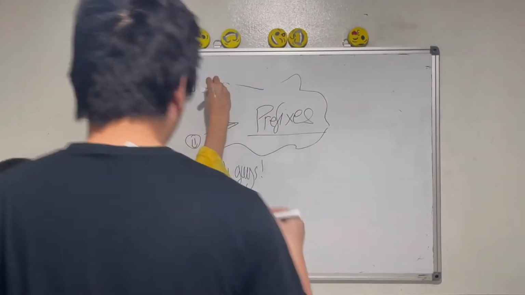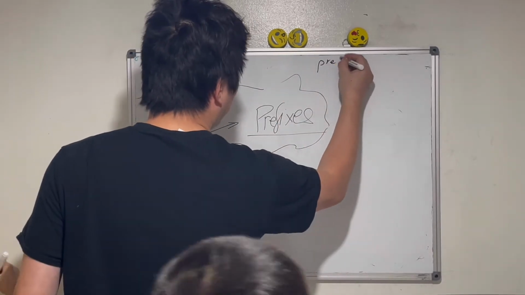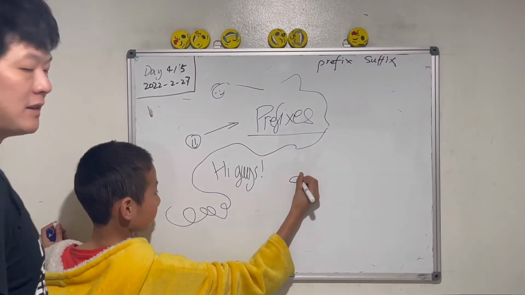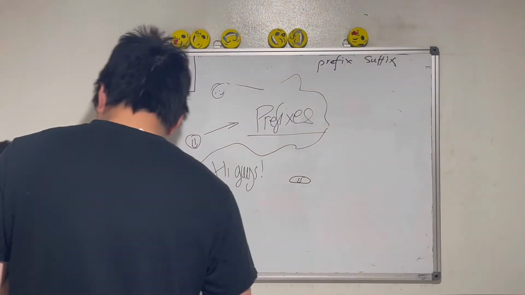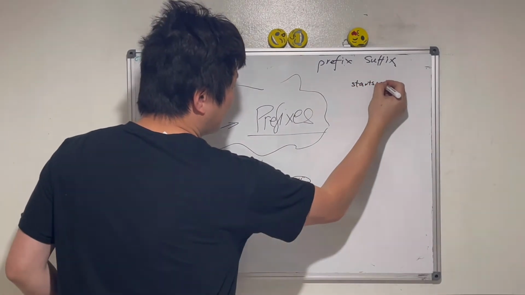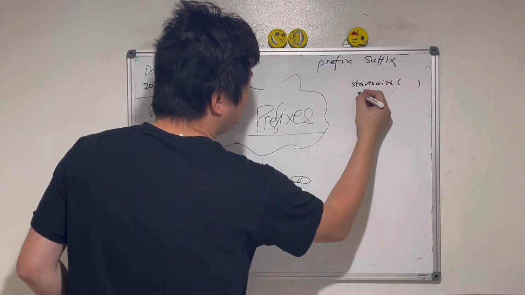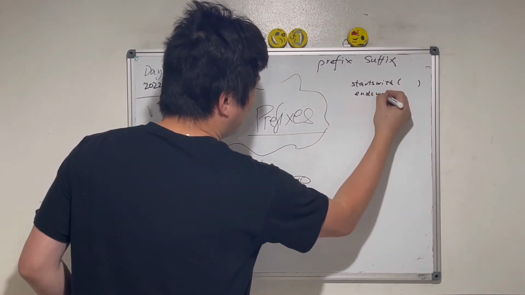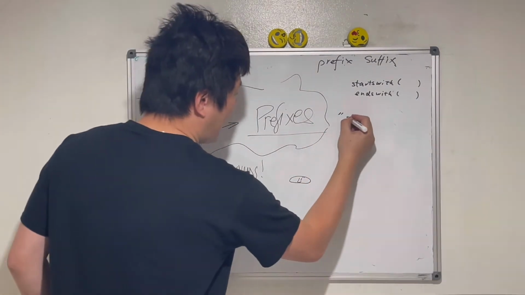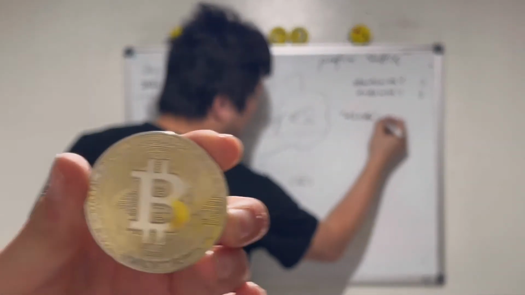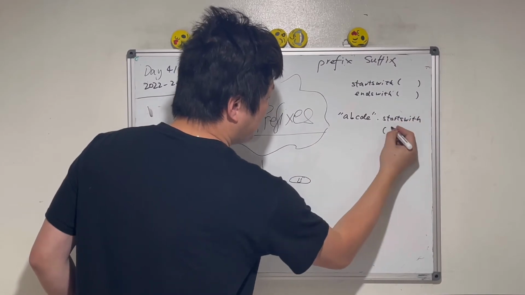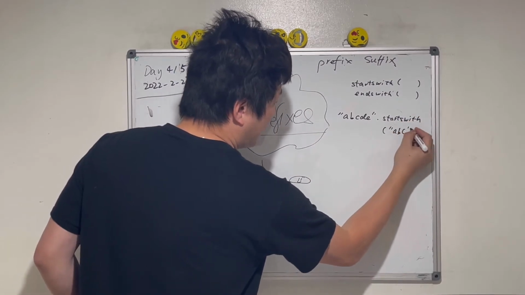Okay, so today we're going to talk about prefix and suffix. In Python we have two functions, startswith and another one, endswith. For example, abcde.startswith("abc") will return true, right?